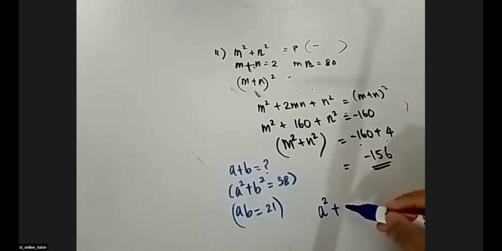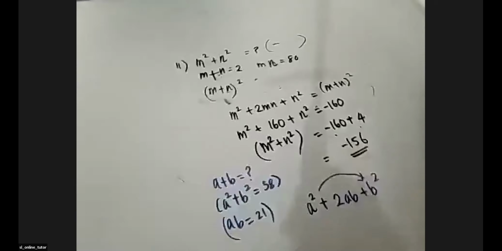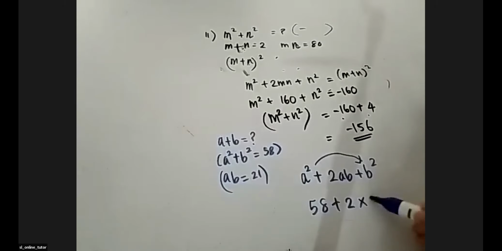Miss, a squared plus b squared, we can take it as (a plus b) squared minus 2ab. That is not clear. What you say is not clear. It's noisy. Miss, a squared plus b squared is given as 58. So I took the starting a squared and the ending b squared, then 58. Then 58 plus 2 times ab, that is 2 times 21.